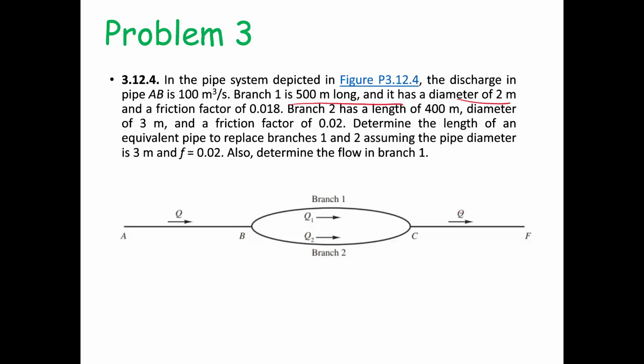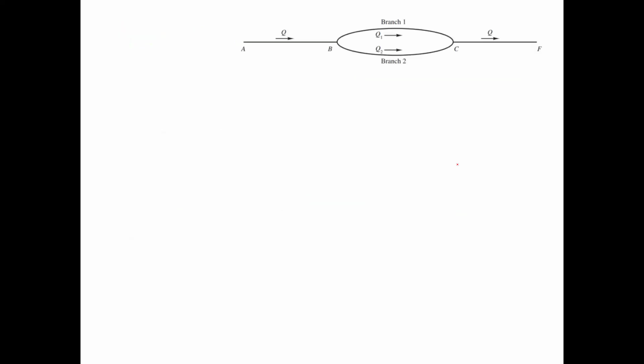And you have branch 2 and branch 1. Each information is given to you. And it says that they are going to replace the branch 1 and 2 with one pipe. So what's the flow in branch 1 and what's the L? So much information. So I will start from here.